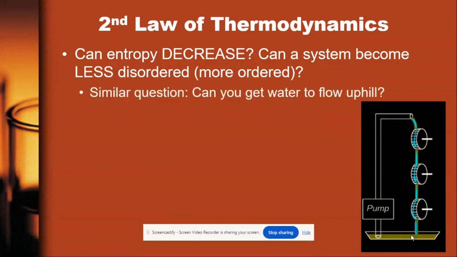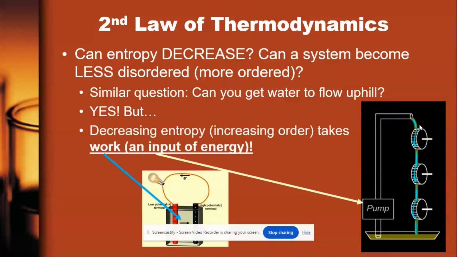A similar question is something we've talked about before. In regard to this water pump, we know water flows downhill spontaneously. The question is, can we get water to flow uphill? And when we think about it in this way, the answer is yes, we can. But I think you can probably understand that that is not going to happen naturally. And the same is true of energy. So, can entropy decrease? Yes. But in order to decrease entropy, to increase order in the system, that takes work. It takes an input of energy.